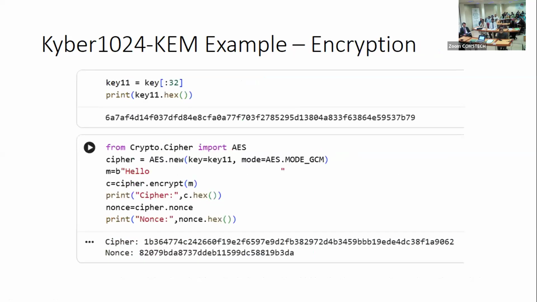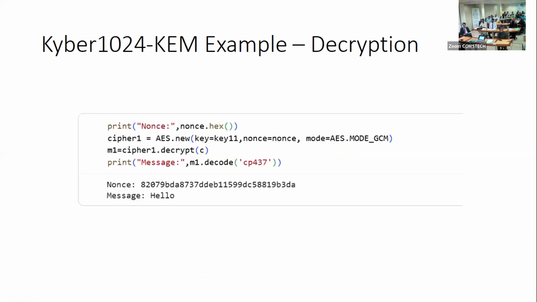On the encryption side, I can take 32 bytes from this key and use AES GCM mode to encrypt my message. This is my message, hello. And this is now my ciphertext, and this is my nonce. So now I send my ciphertext and nonce to the other side. And to decrypt it, I just decrypt and I get my message back, hello.